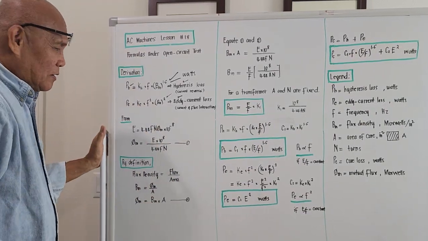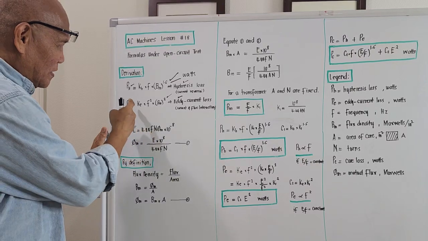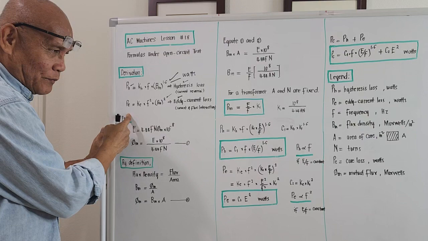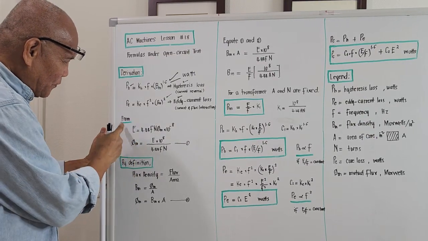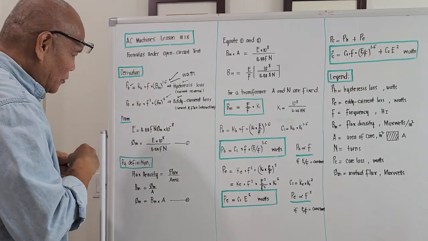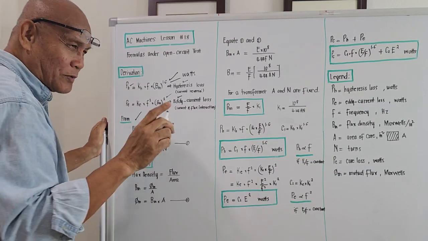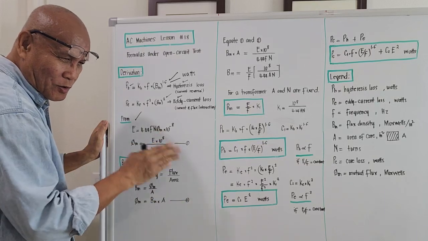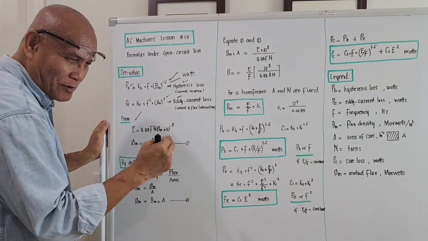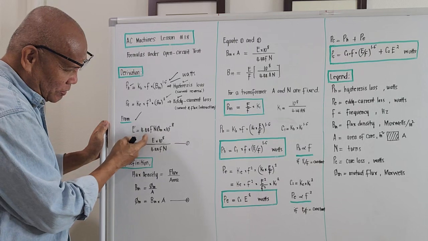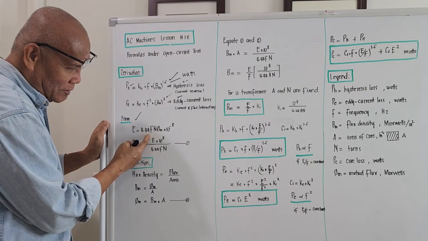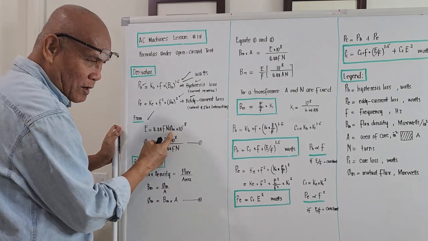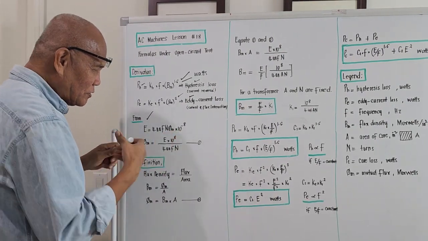Okay, let's try to derive the final formula on how to compute hysteresis loss and eddy current loss. From the equation for the induced voltage of the transformer, it's 4.44. We passed by this one. Actually, I've given you the derivation of this. E is 4.44 times frequency times number of turns times mutual flux times 10 to the minus 8, and this is in volts.